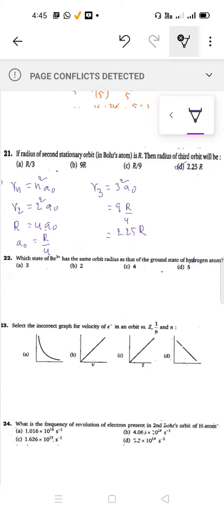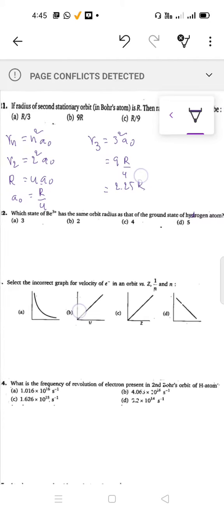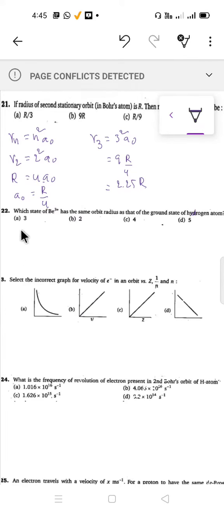Next question, let us focus. Which state of beryllium 3 plus has the same orbit radius as that of the ground state of hydrogen atom? Let us write down the ground state radius of the hydrogen atom. First of all, Rn is equal to n square by Z into R1.